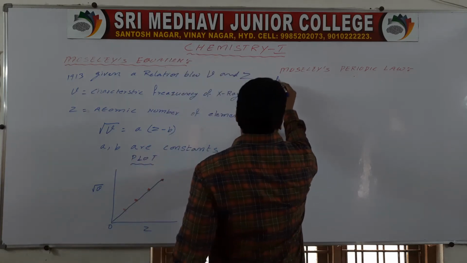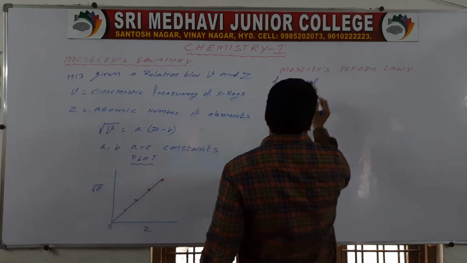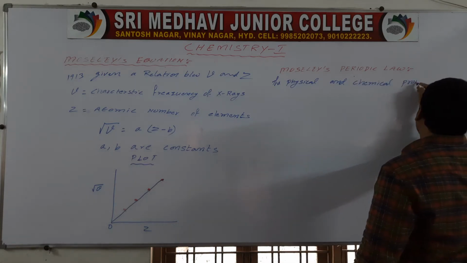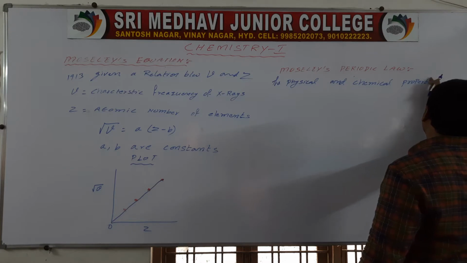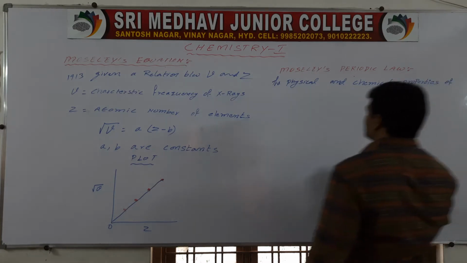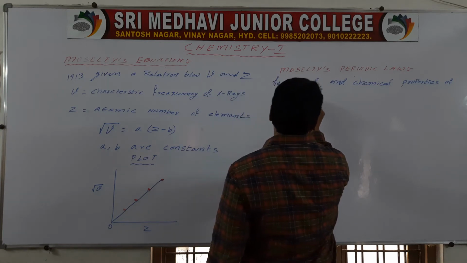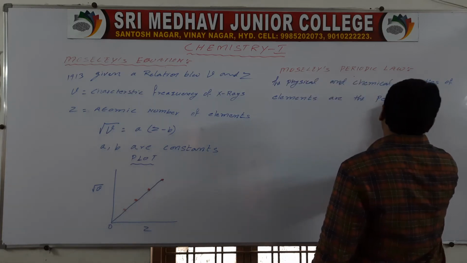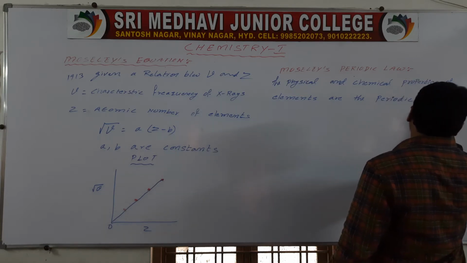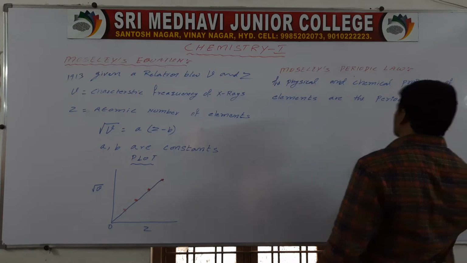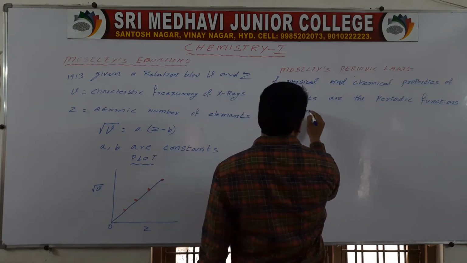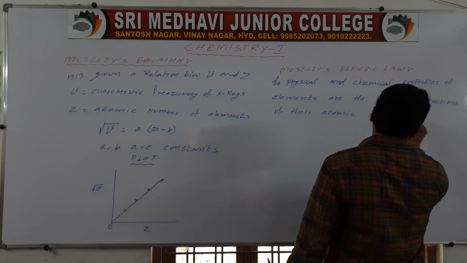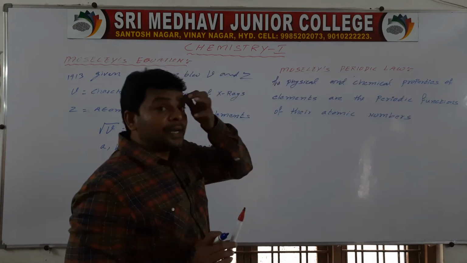So the physical and chemical properties of elements are the periodic functions of their atomic numbers. This is Moseley's periodic law.